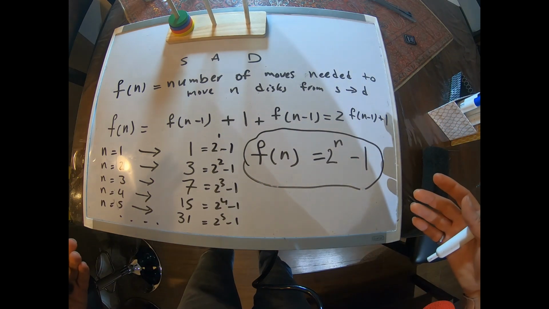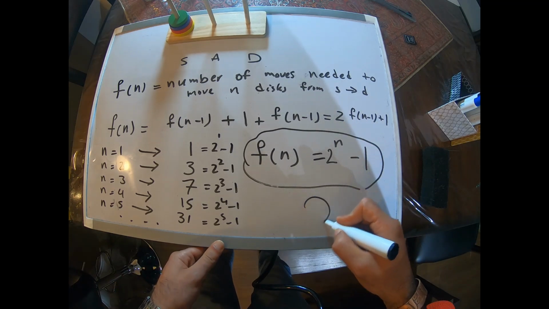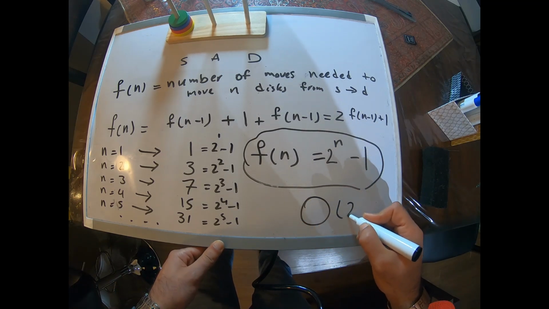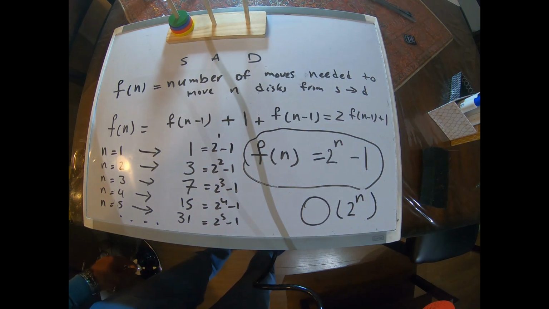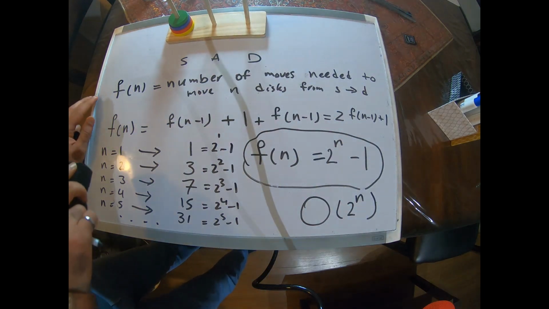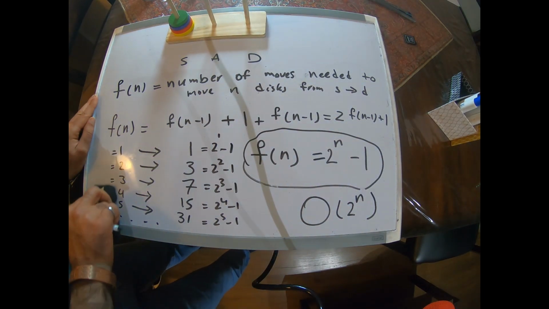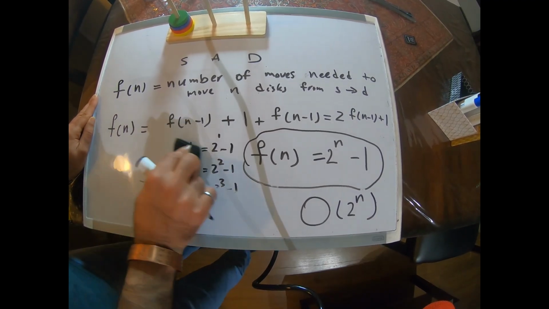So if somebody asks you what is the big O notation of this problem, what is the order of this problem in terms of time complexity, it's going to be order of 2 to power n. Okay, so now we know exactly how many moves are needed to move the disks from one rod to another rod.